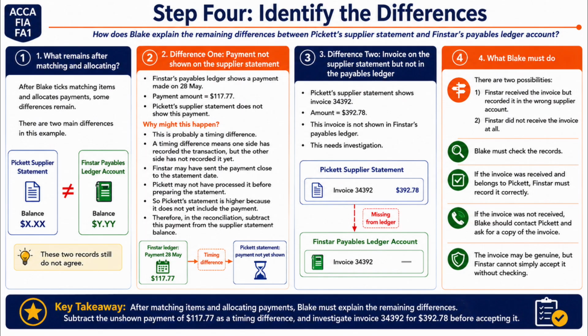Blake must check the records. If the invoice was received and belongs to Pickett, then Finstar must record it correctly. If the invoice was not received, Blake should contact Pickett and ask for a copy of the invoice. This is important because the invoice may be genuine, but Finstar cannot simply accept it without checking.